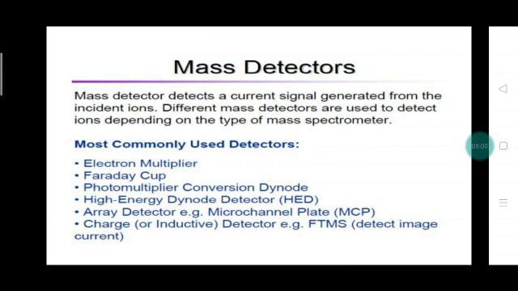Second part is the mass detector. A mass detector detects a current signal generated from the incident ions. Different mass detectors are used to detect ions depending on the type of mass spectrometer. The most commonly used detectors in mass spectroscopy are the electron multiplier, Faraday cup, photomultiplier conversion diode, high energy diode detector, array detector, and charge detector.